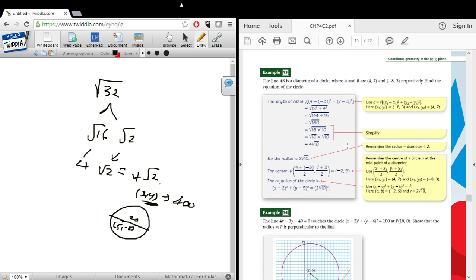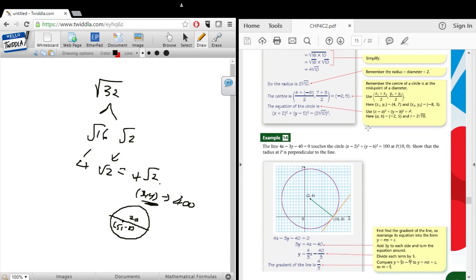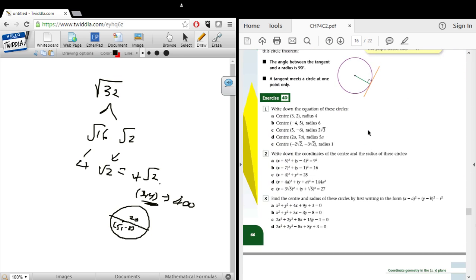And again, you can find the equation of the circle using these 2 points. So some more examples for you to do in your own good time.